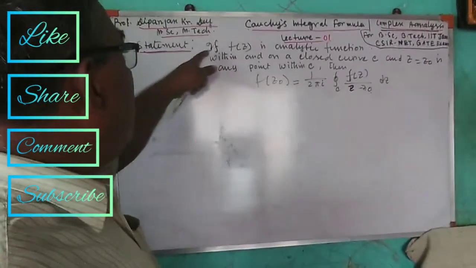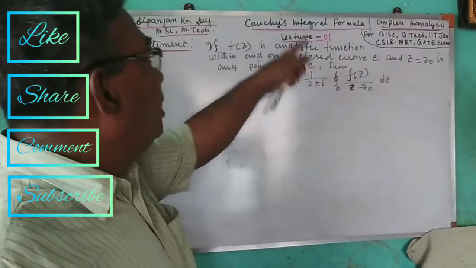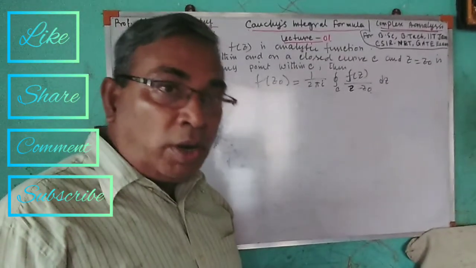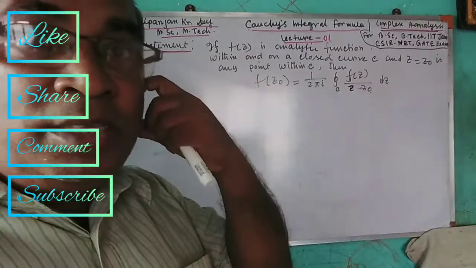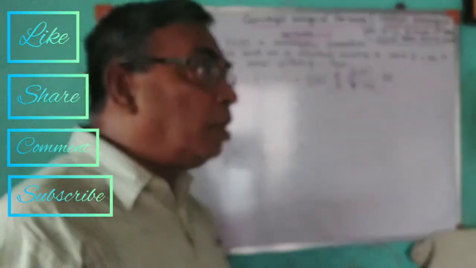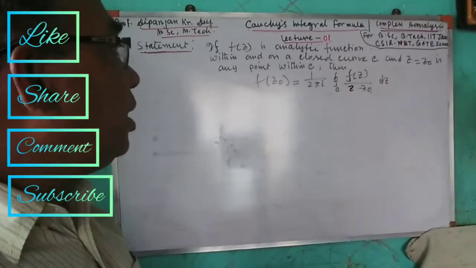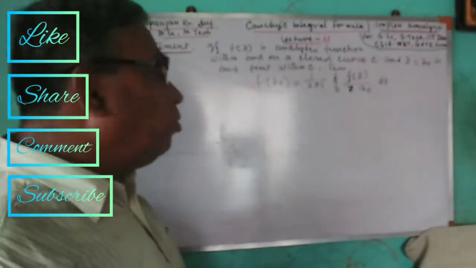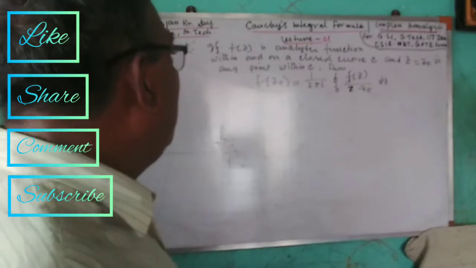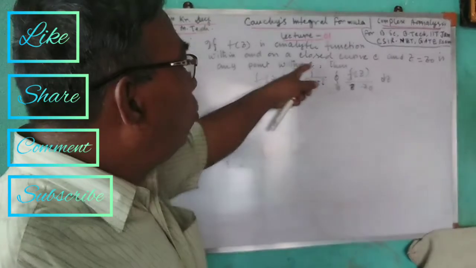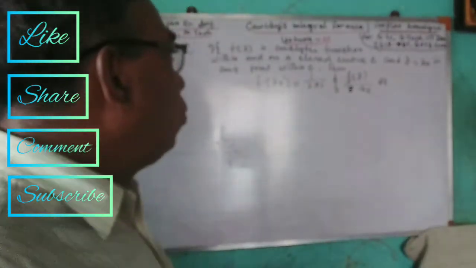Okay, so let's see the statement. If f(z) is an analytic function, what is an analytic function? That means the function which satisfies the CR equation. You know this. Within and on a closed curve C.